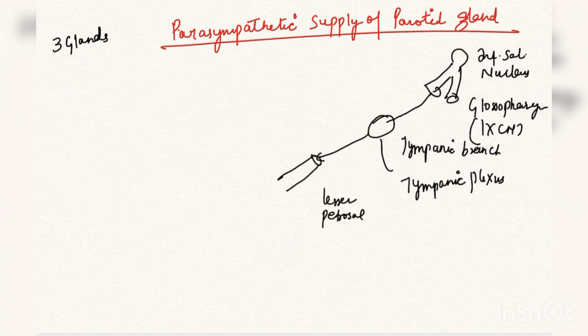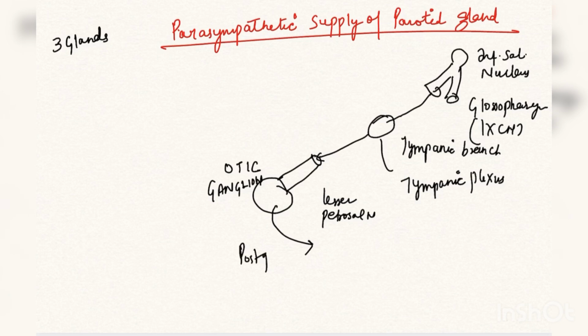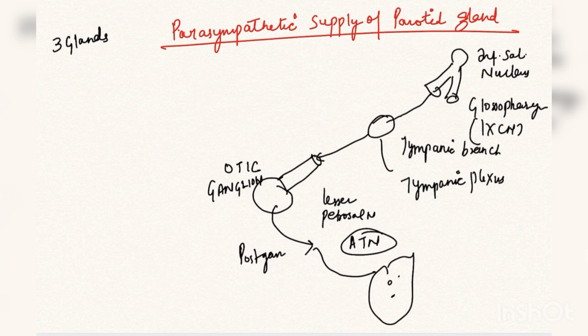after it passes through the lesser petrosal nerve, the preganglionic fiber relays in the otic ganglion, and after that the postganglionic parasympathetic fiber along with the auriculotemporal nerve supplies the parotid gland and helps in the secretion of saliva.